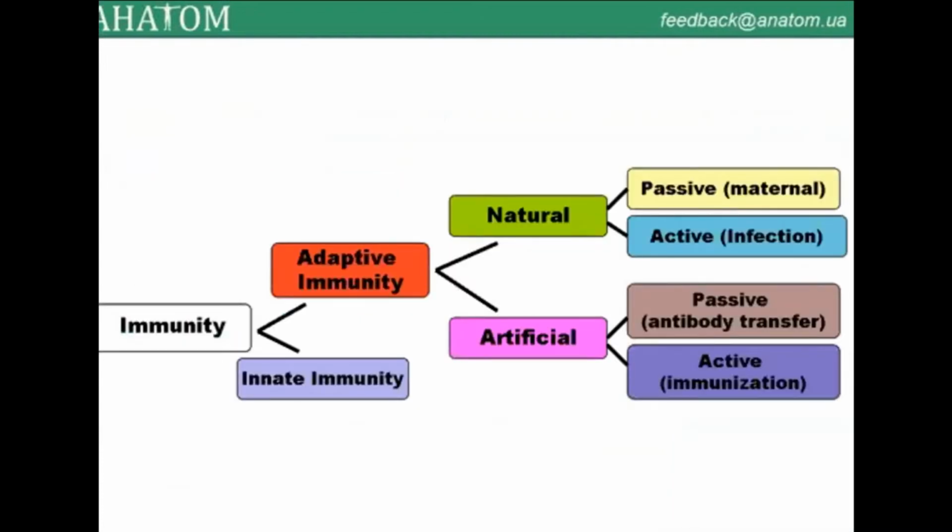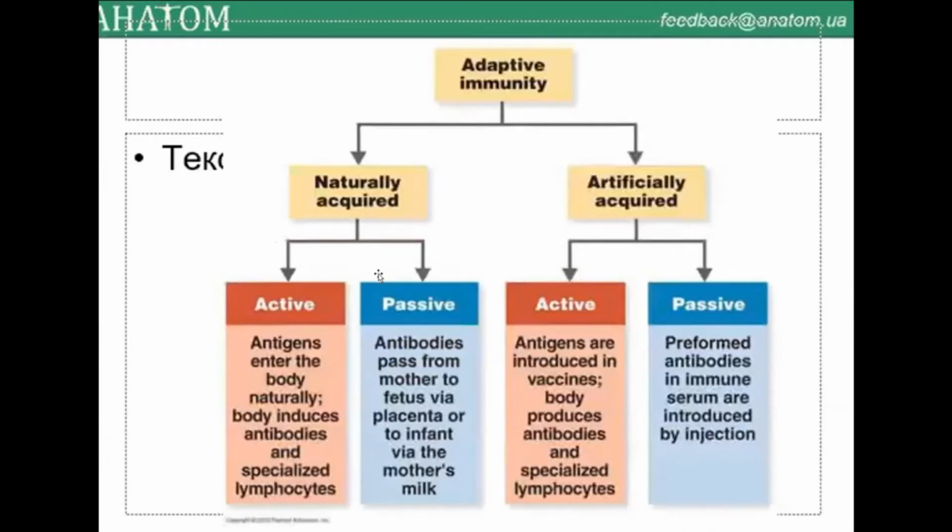And there are different types of immunity: adaptive immunity and innate immunity. Adaptive immunity can be natural and artificial, and passive and active. You looked at the different variants, and this is the type present.